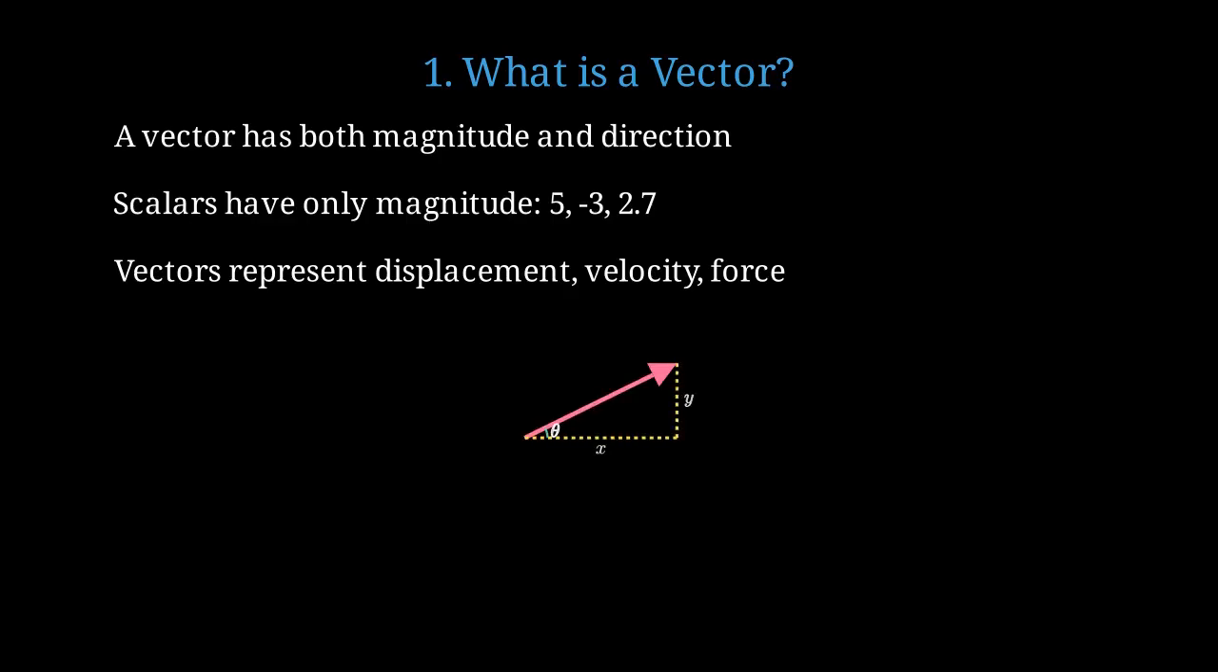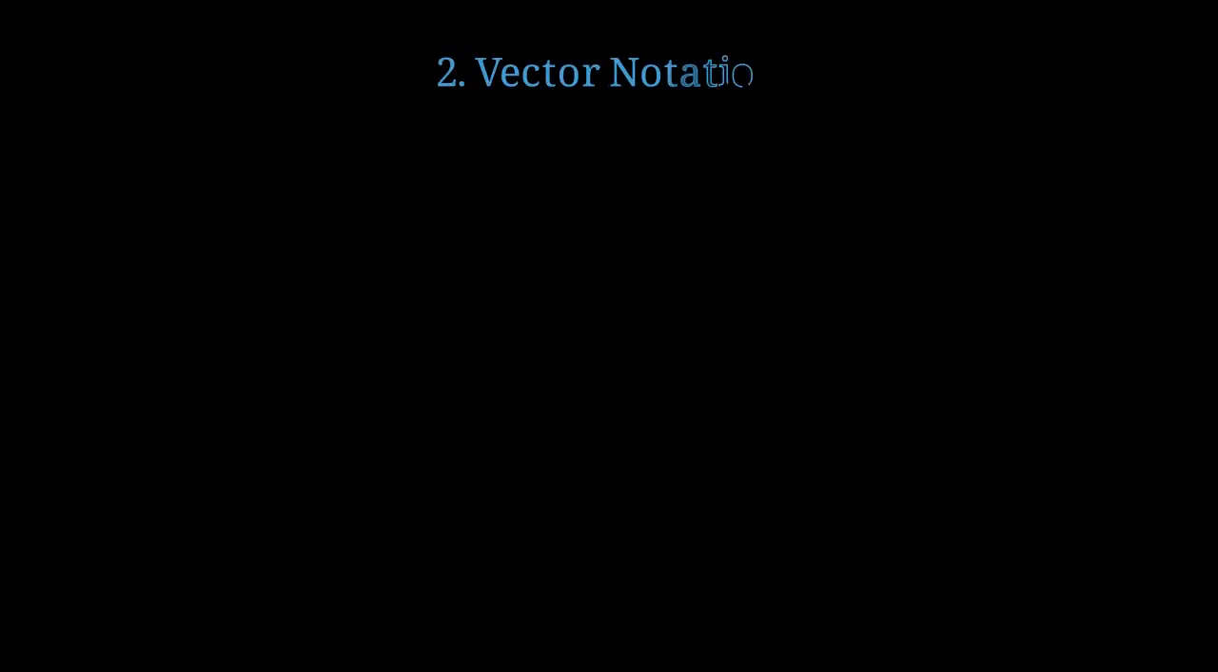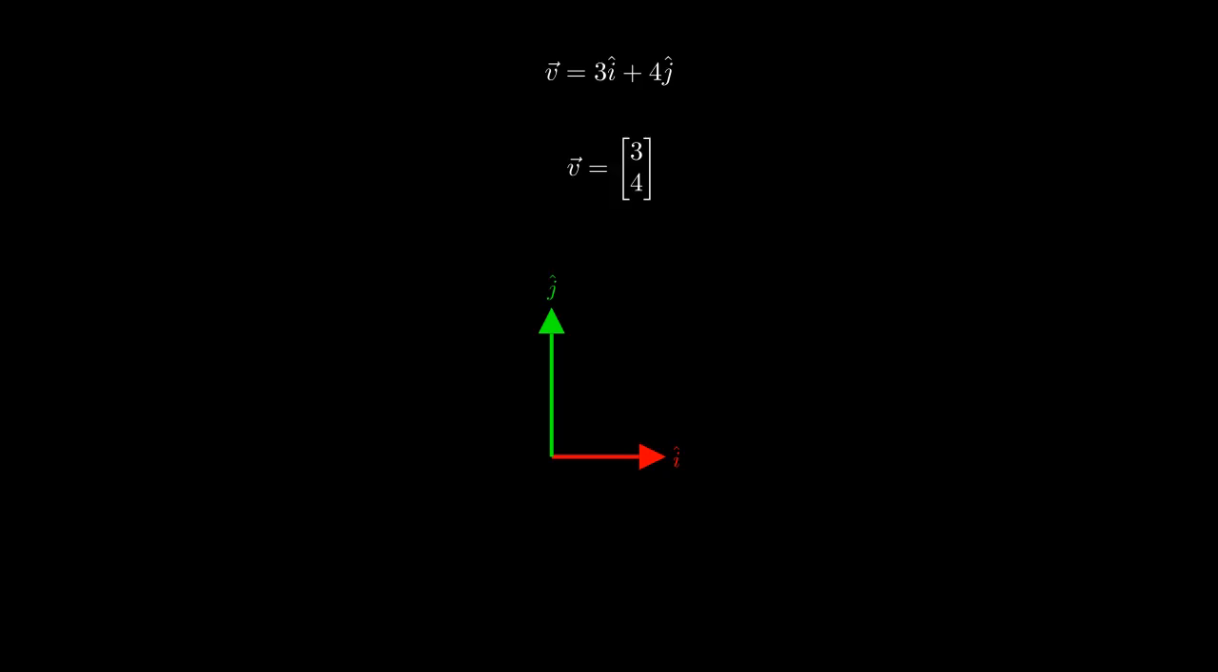This vector shows both its horizontal and vertical components, along with the angle it makes with the horizontal axis. There are several ways to write and represent vectors in mathematics. We can write a vector using angle brackets, like v equals 3, 4, where 3 is the x component and 4 is the y component. We can also write it using unit vectors i hat and j hat as 3i hat plus 4j hat. Another notation is column vector form, with 3 and 4 stacked vertically. The unit vectors i hat and j hat point along the x and y axes with length 1.